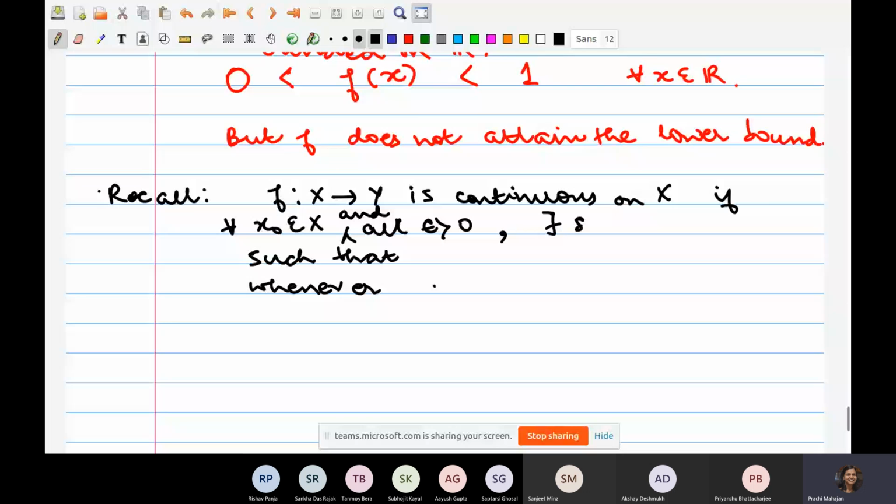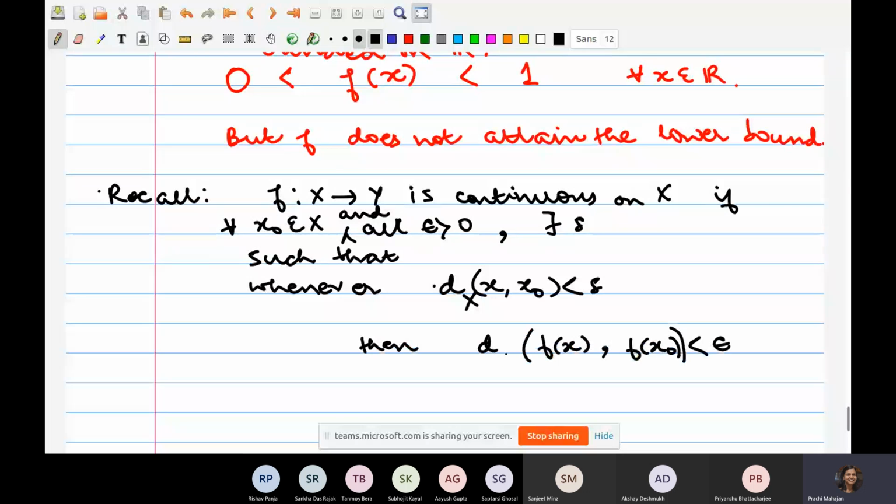x is in delta neighborhood of the point x naught, which means that the distance between x and x naught is at most delta, then f of x is within the prescribed epsilon neighborhood of the point f of x naught, which means that the distance between f of x and f of x naught is at most epsilon. So the delta that we have to produce corresponding to epsilon in general depends on epsilon as well as x naught, right?